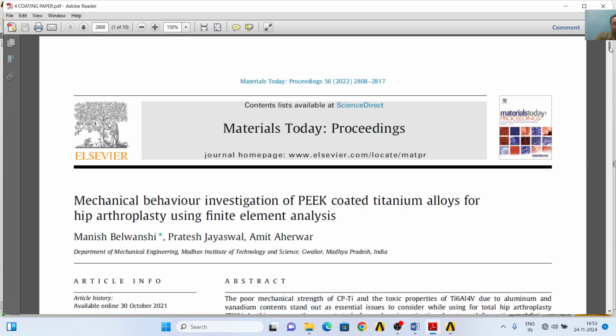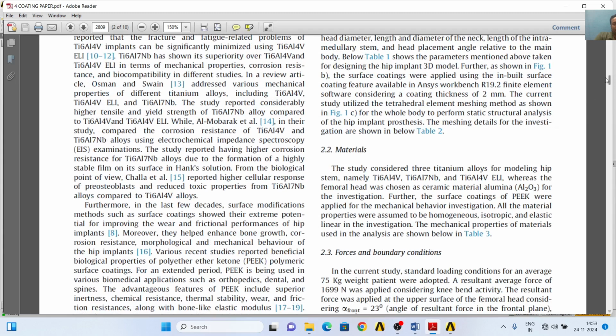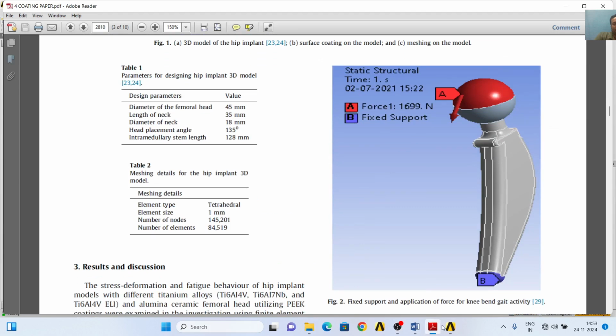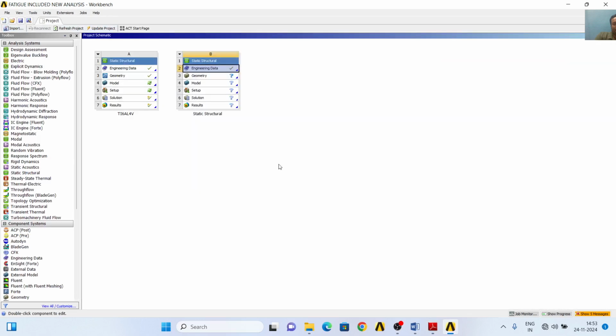Okay, so if you have any doubt, you can refer to this paper as well, and you can comment in the comment box for discussing any doubt. And now we will go further. Currently I am investigating only two materials, and now I will go to the analysis. I will close this tab, copy the geometry of the hip implant here, and go to model.